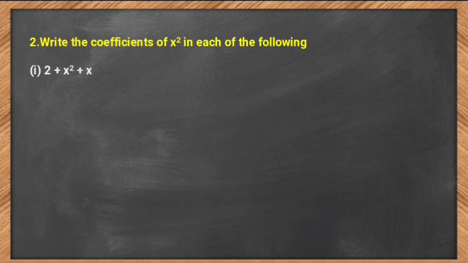Next, first question, 2 plus x square plus x. So we have to see the coefficient of x square. Which number is there along with x square? No number, right? There is no number. If the variable is not having any power or any number, what we have to write? We have to write 1. So this again we can write as 2 plus 1x square plus 1 plus x.